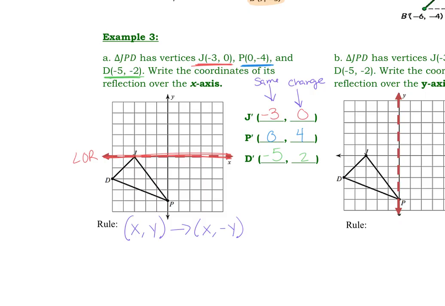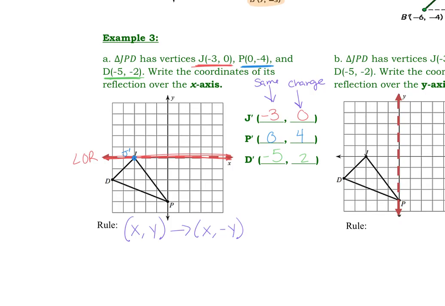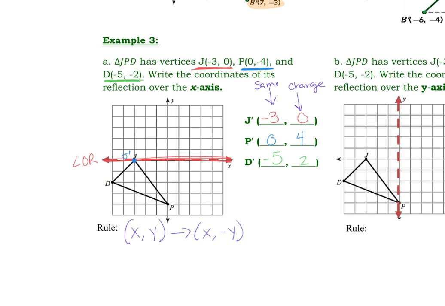Okay, so J prime was in the same spot. It didn't move. Makes sense because it's right there on the line. P prime is at 0, 4. So we're not going to move left or right at all, but we're going to move up 4. So it goes up here. Looks good. And then D prime is at negative 5, positive 2. So D prime is going to land right up there. We connect those dots. And then we take a step back and look at our picture and we say, they look the same, it just got flipped. That means we did it correct.